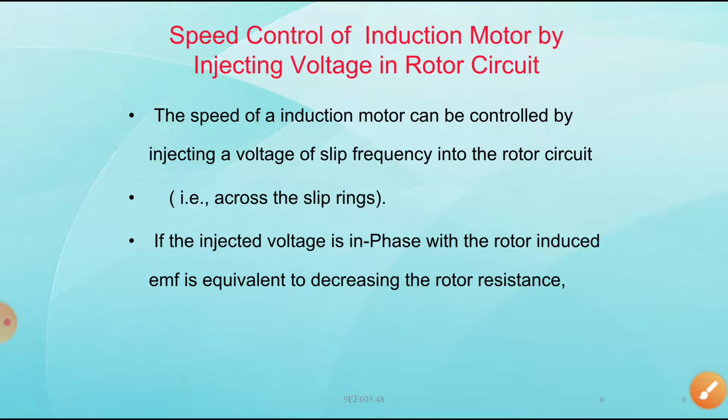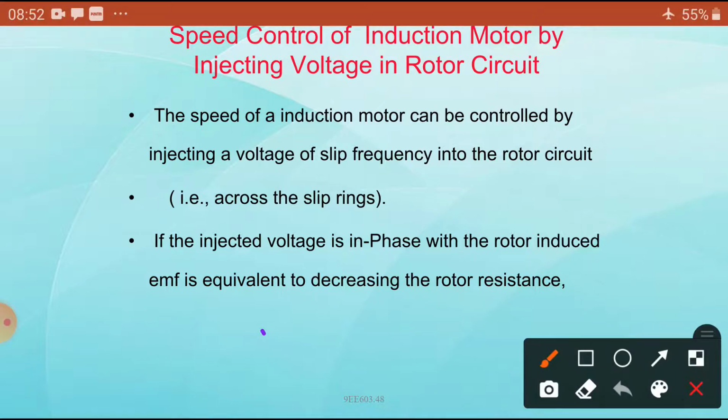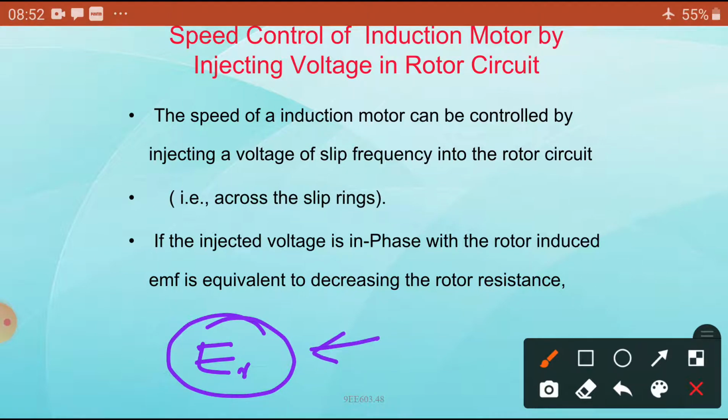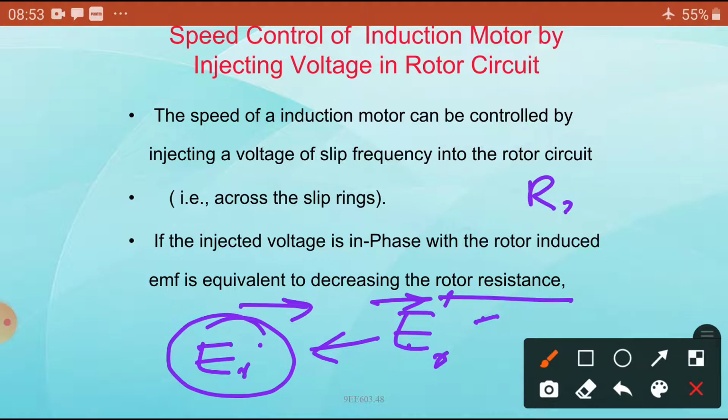If the injected voltage is in phase with the rotor induced EMF, it is equivalent to decreasing the rotor resistance. That is, the rotor induced EMF ER and the external source voltage, say ER dash, if these two voltages are in phase, then automatically, due to this difference, the rotor resistance R2 value decreases.